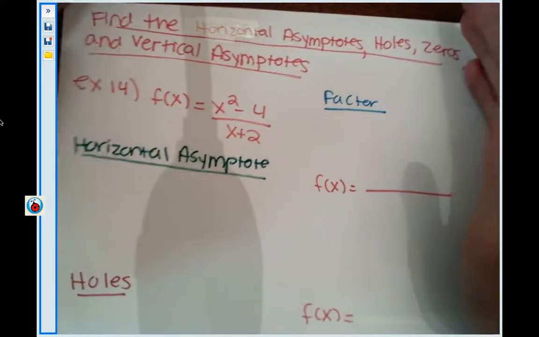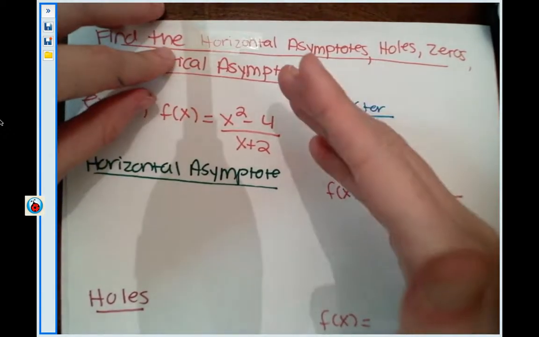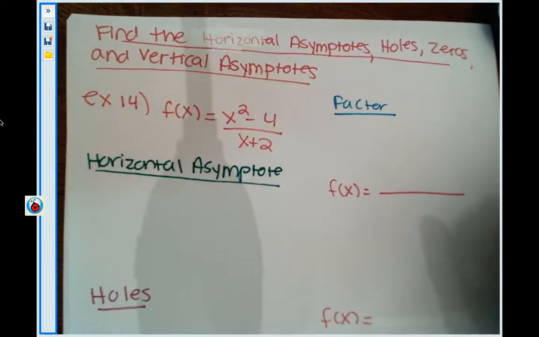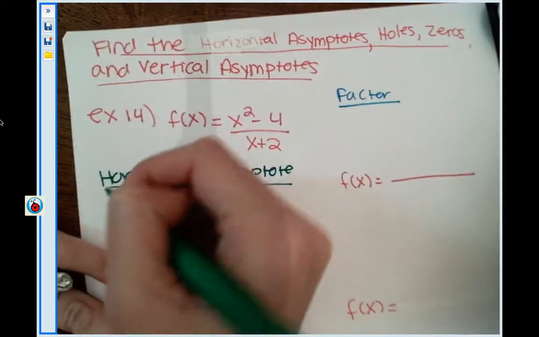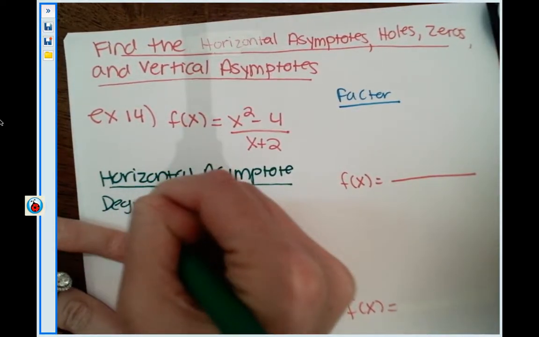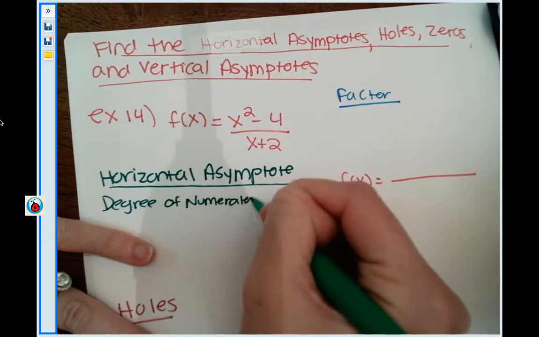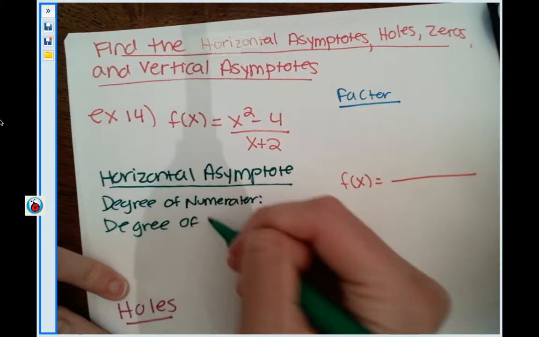Like normal, you guys, we start with our horizontal asymptotes because they depend on the degree, which, when we start factoring, gets a little bit more confusing. So might as well just knock out the horizontal asymptote while we're in our standard form. Okay, so horizontal asymptotes, remember, they depend on the degree of the numerator and the degree of the denominator.